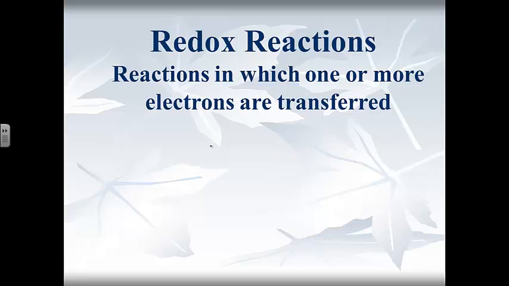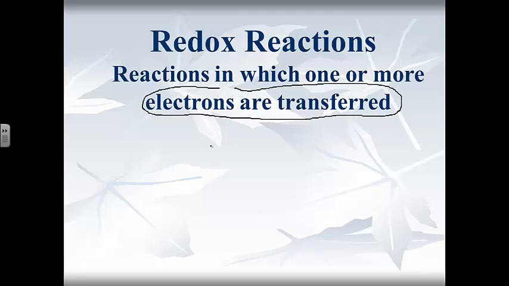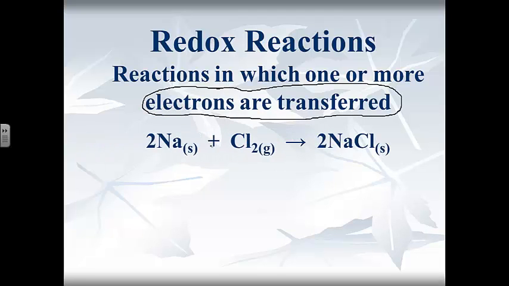Okay, redox reactions are reactions in which one or more electrons are transferred. One or more is actually transferred. So for example, for the formation of sodium chloride, we start with a 0 and a 0, and then over here, we get plus 1 and minus 1.